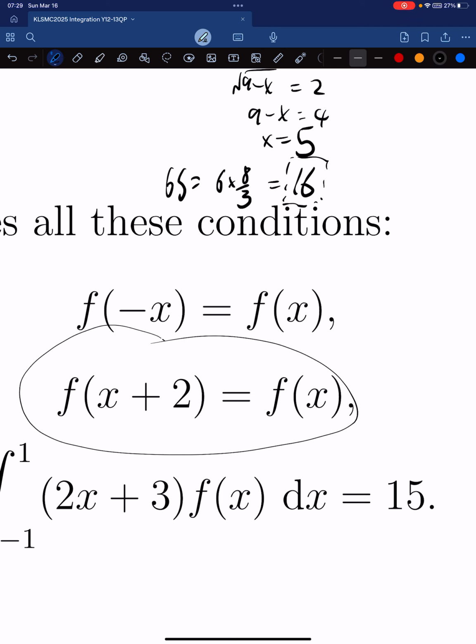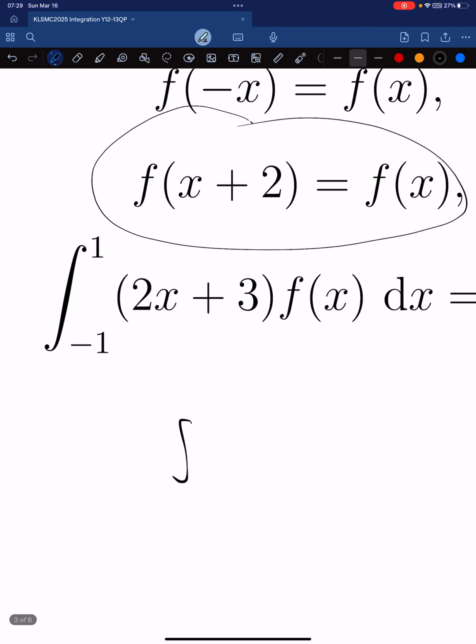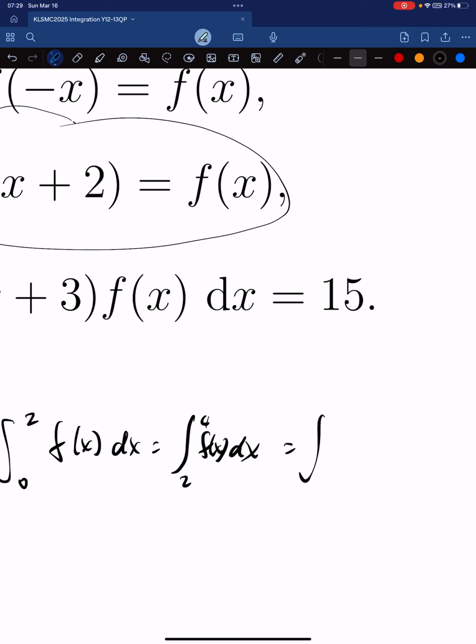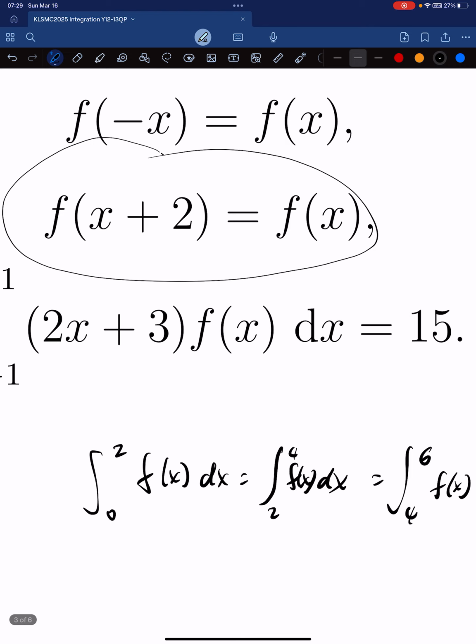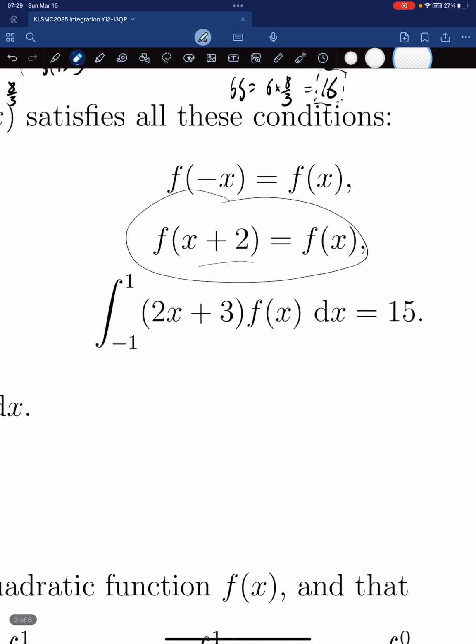f of x, and with this you can note, because the function is periodic, that the integration of f of x dx from 0 to 2 should be the same as the integration of f of x from 2 to 4, and also the same from 4 to 6. That's because our function is periodic as we move 2 units along the x-axis, right? So that's one way of approaching this question, but there's a trick to solve this question easily.